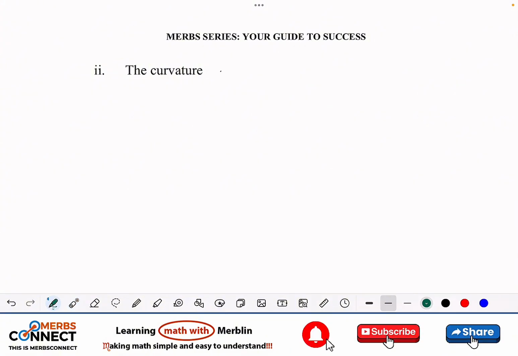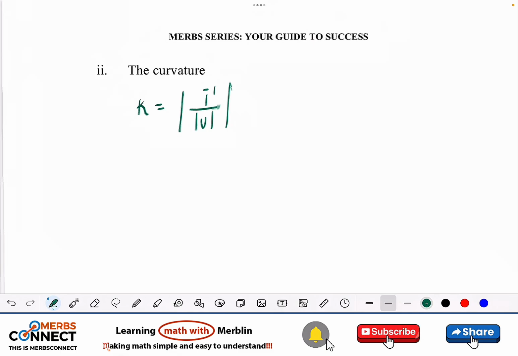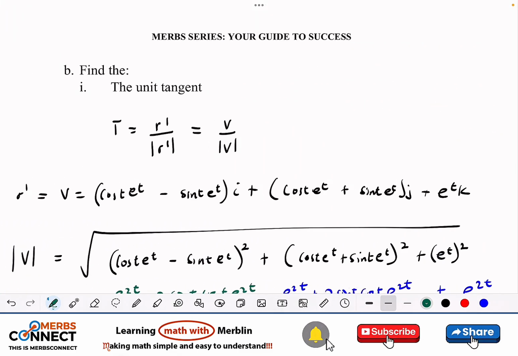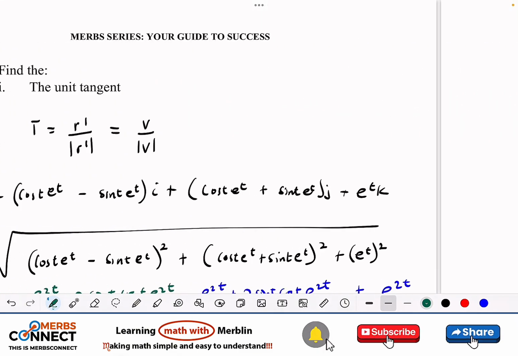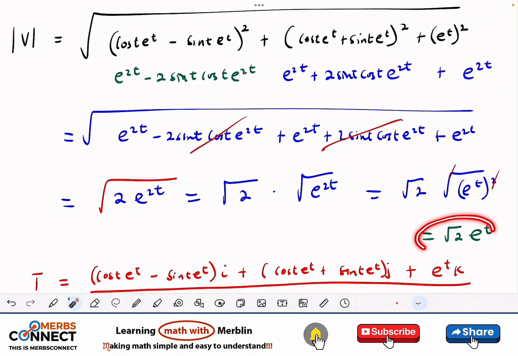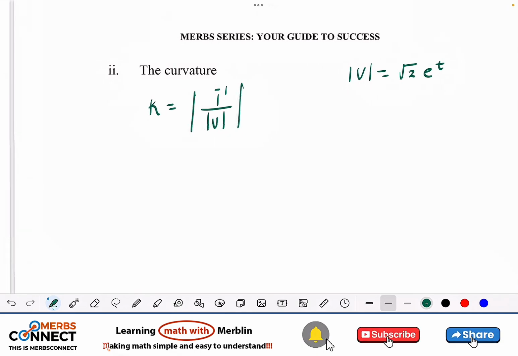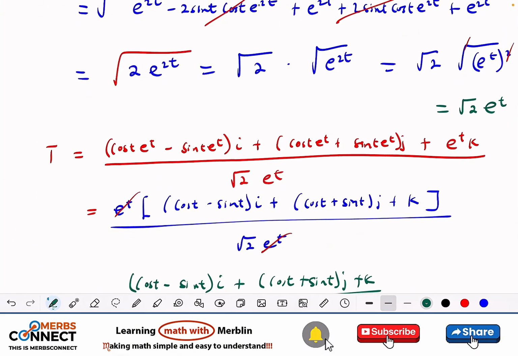So we know that for curvature, which is kappa, this is the magnitude of T prime divided by the magnitude of v, which is the same as r prime. So don't forget when I'm misusing my notations. So we know v already. The magnitude of v was equal to root of 2 e to the power t, right? That's what we had from here.